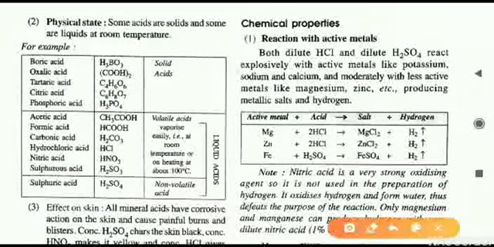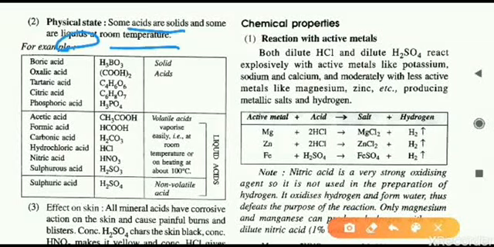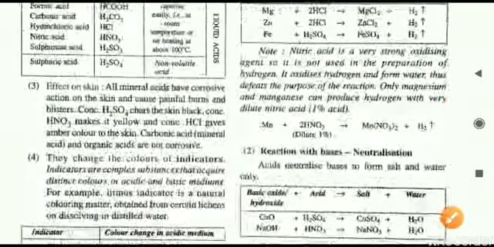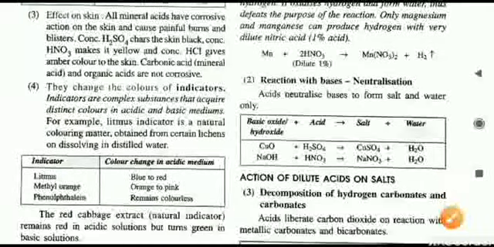Next one, physical state. The physical state of acids varies. Some are solid, some are liquid at room temperature. At room temperature, examples are given. All these are solids. The remaining ones are liquids. In the liquids, two categories are there: volatile and non-volatile. You have to remember that sulfuric acid is non-volatile.